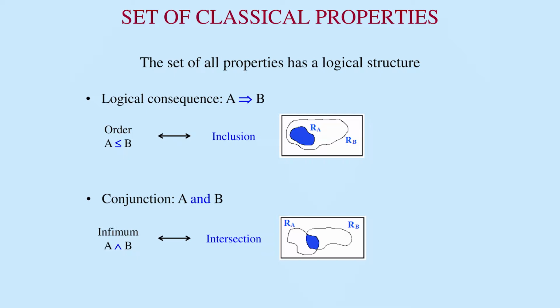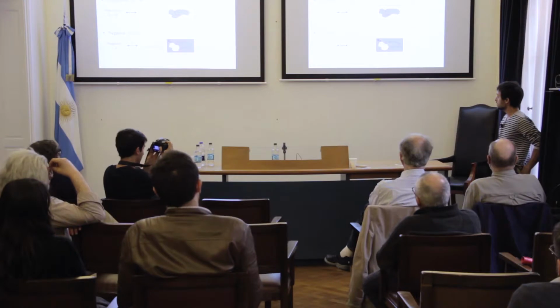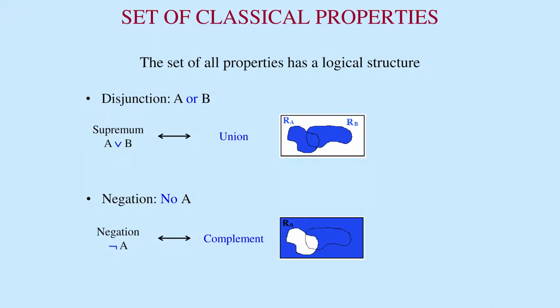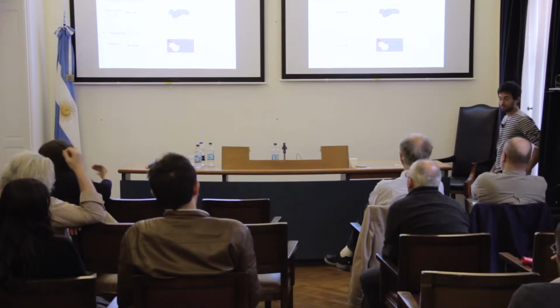Also, we can represent the conjunction between two properties using the infimum, which is given by the intersection of two sets. So here we have the properties, and the intersection of the properties A and B is this intersection. Then we can represent the disjunction between two properties A and B by the supremum, which is given by the union of the two sets. And then we can represent the negation of a property A by defining an orthocomplementation, which is given by the complement of sets.